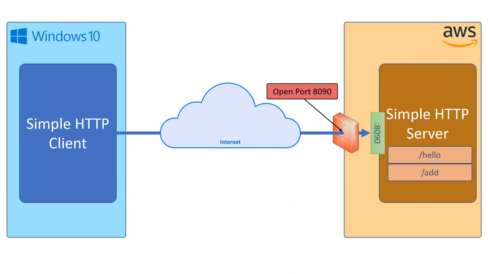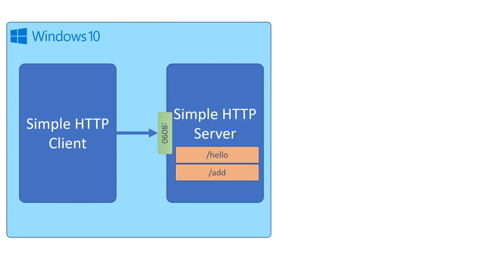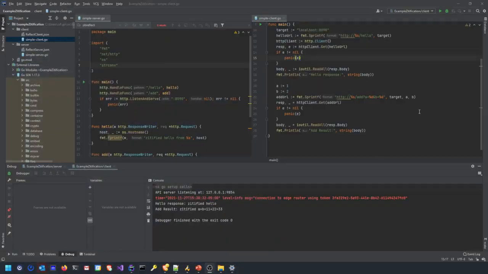And you can see we've got a couple of endpoints. We've got a slash hello and a slash add endpoint. I don't have all that set up in my local debugging environment. So instead, we're going to just pretend that we deployed it into Amazon in this kind of a fashion, just so that you can see what a simple HTTP request would look like. And we're going to still listen on port 8090, and we're still going to have that slash hello and slash add endpoints. So this is what that code looks like.